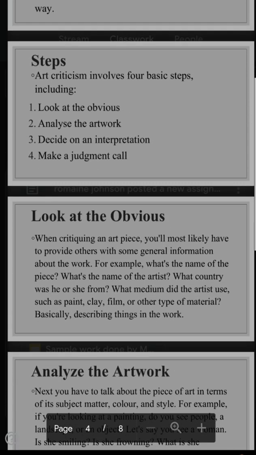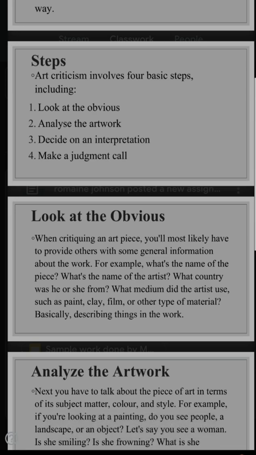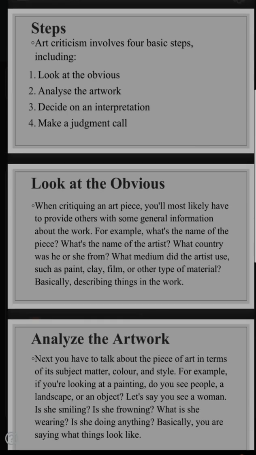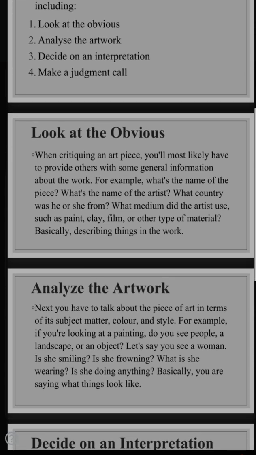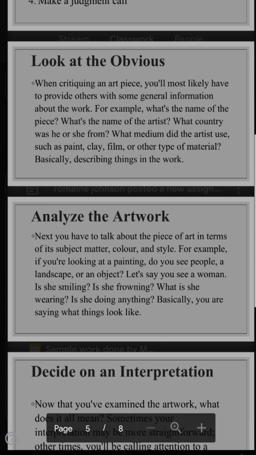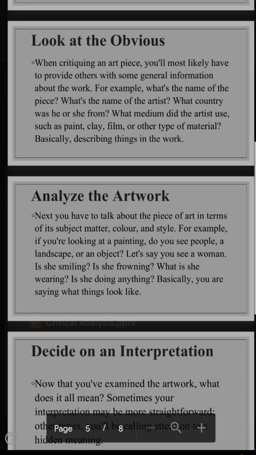Step number 1 is when you look at the obvious, right? Step number 2 is when you analyze the work. Step number 3 is when you interpret the work, and step number 4 is when you make a judgment call. So let's quickly go through what you do when you look at the obvious. Looking at the obvious, you try to state what kind of work it is. Is it a painting, a drawing, a sculpture, a mixed media artwork? You want to state all of those things, right?